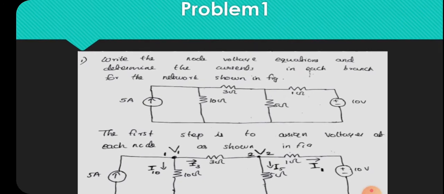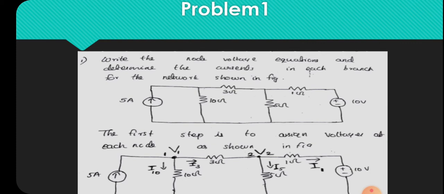What is the question? Write the node voltage equation and determine the current in each branch for the network shown in the figure. Look at the circuit diagram. It contains 5 ampere, 10 ohm, 3 ohm, 5 ohm, 1 ohm and a 10 volt source. In this figure there are a current source and a voltage source, and we can apply mesh analysis and node analysis. Since we are dealing with nodal analysis, we can apply node analysis, okay?